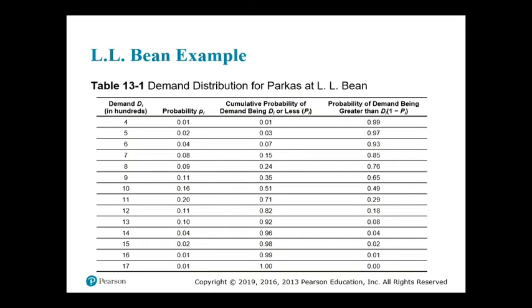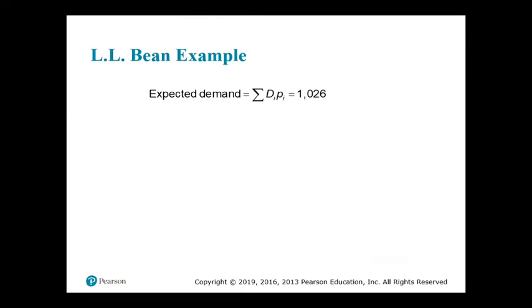Okay, so from the given information, we can calculate what is the current performance. The demand expectation can be easily calculated by summing over all the demand possibilities and times their probability. So expected demand is around 1,026 units.